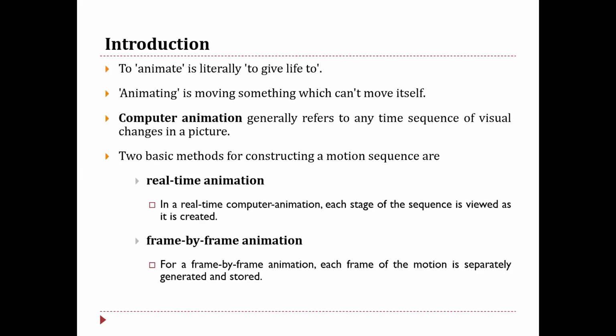The next of its kind is frame by frame animation. For a frame by frame animation, each frame of the motion is separately generated and then it is stored. Later, the frames can be recorded on film or they can be displayed consecutively on a video monitor in real-time playback mode. So if you are storing it somewhere, let's say in the form of a film, where you can play it back at any point of time, then we call it frame by frame animation.